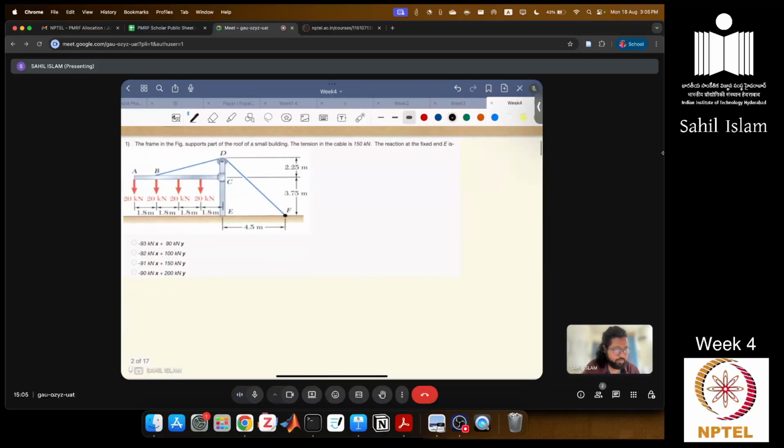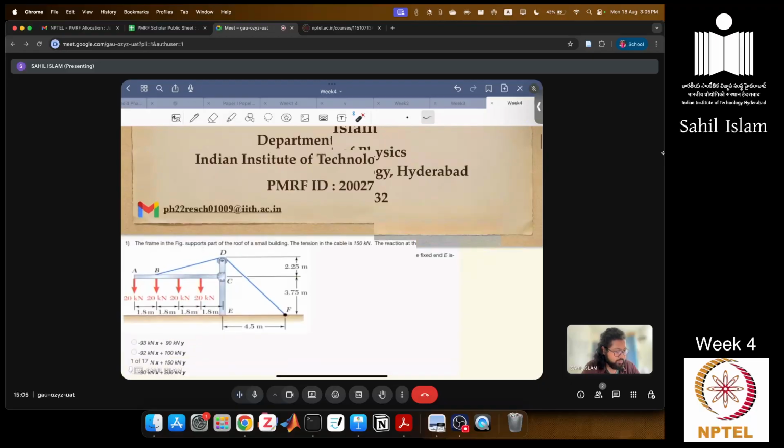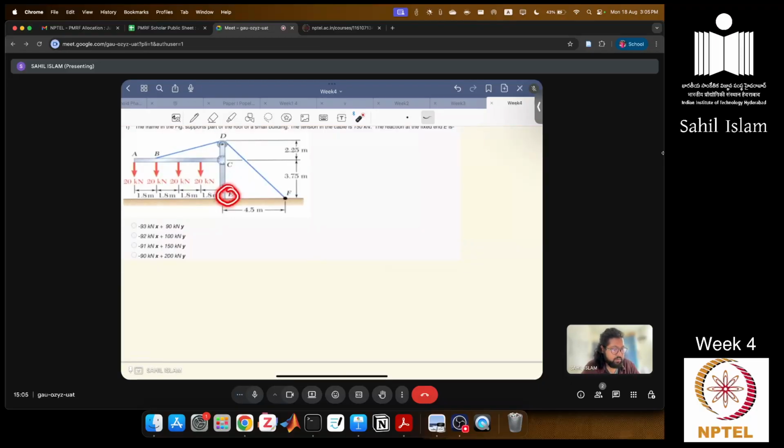So let's start. The first question is: the frame in the figure supports part of the roof of a small building. Tension in the cable is 150 kilonewton. Find the reaction at the fixed end E. So they are asking the reaction at this end E, the fixed end E.